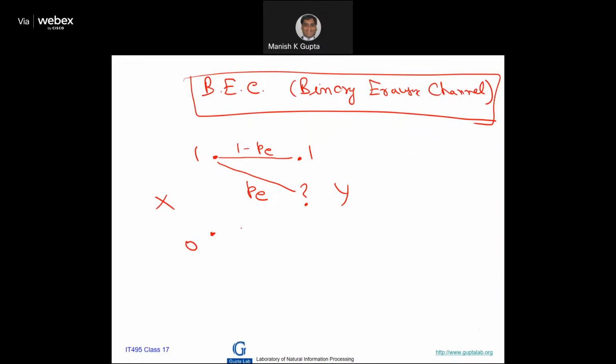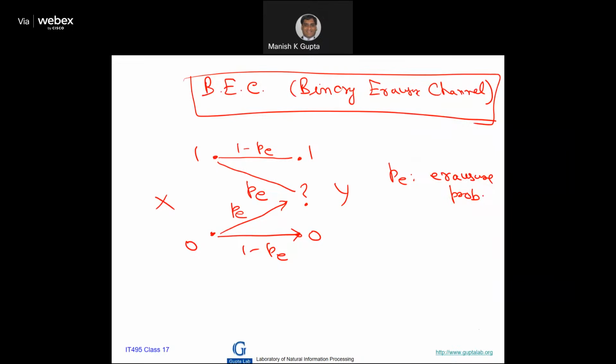Similarly, if there is a 0 and I send it, the probability of erasing is PE, and getting it correct is 1 minus PE. PE is your erasure probability. Okay? Have you studied this in your course, somewhere in digital communication? Proakis, maybe? Which book? Proakis? Okay. So the erasure channel is important.